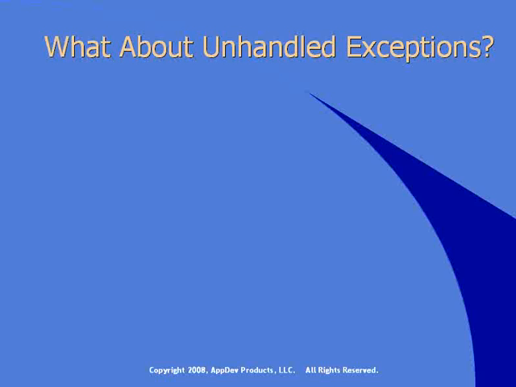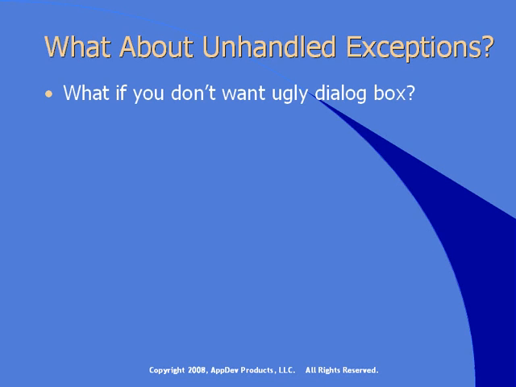You remember that ugly dialog box that appeared when we didn't handle an exception and the .NET Runtime had to handle it for us? You can get rid of that. In a Windows application, you can handle the Application.ThreadException event. If you handle that event, your code will run in the case of an unhandled exception, and the .NET Runtime won't do it for you.